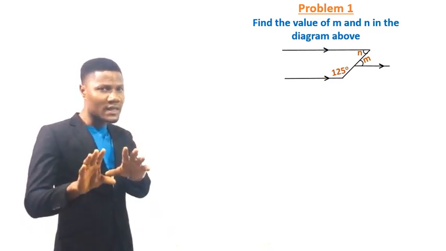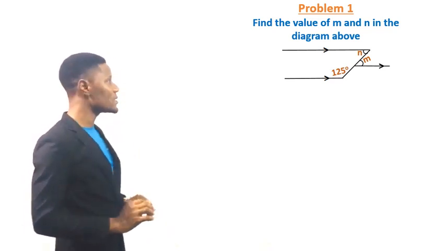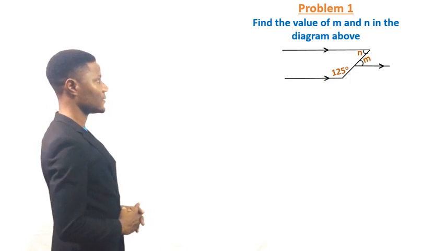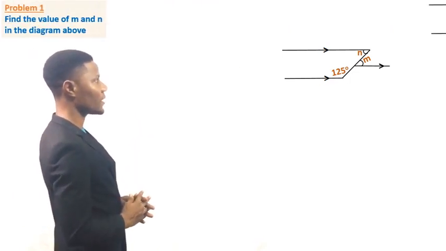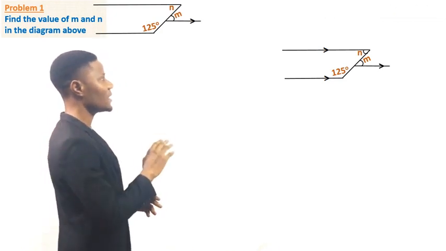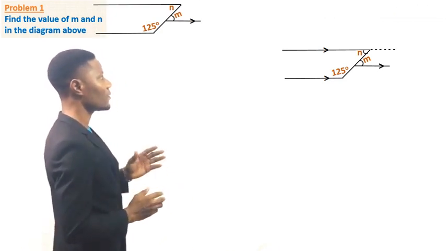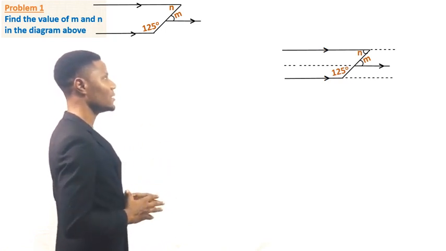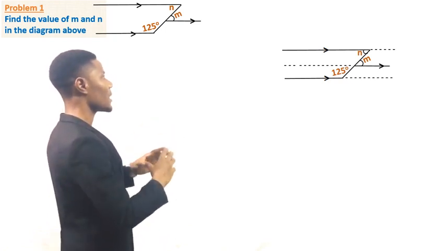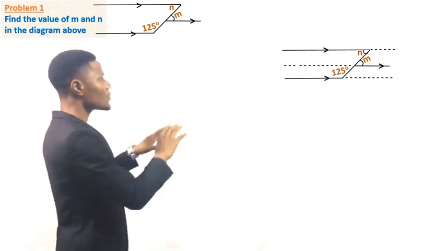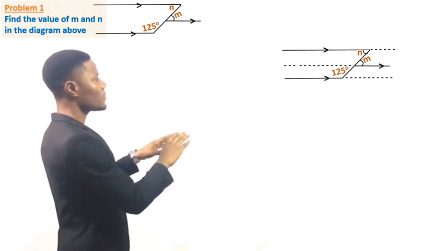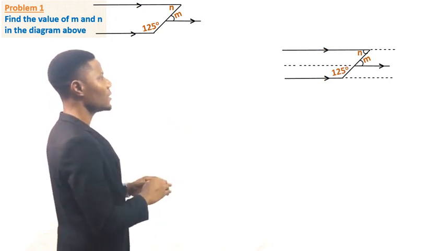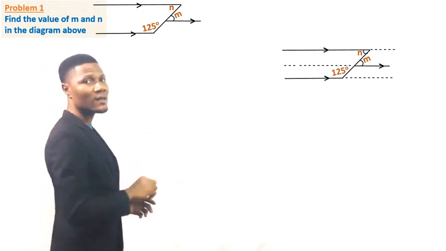If you want to solve this kind of question, all you need to do is reproduce the lines, just like it is being done right now. You can see the first line is extending forward, the second line is extending backward, and the third line is also extending forward. This will make our work easy. To solve this question, it will be very easy for me to insert a new angle. So I'm going to insert angle theta.